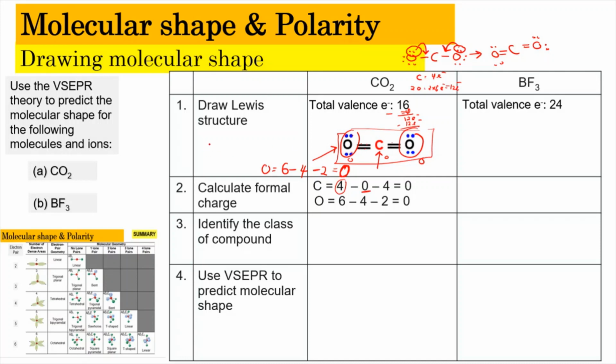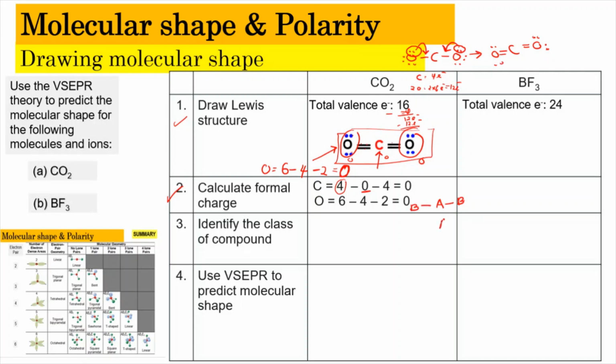Once you have done step number 1 and step number 2, you need to identify the class of the compound. So from here, you know that C, the center, is like A, and then it is connected with B and B, which are the terminal atoms.